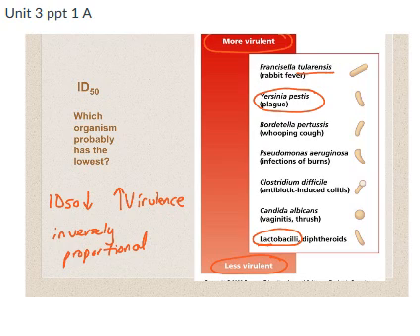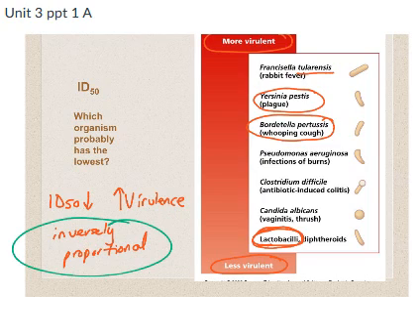When ID50 goes down, virulence goes up. A simple way to understand that is with lactobacilli: a whole lot would need to be ingested or go through a portal of entry for a person to become infected, as opposed to, say, Bordetella pertussis, which causes whooping cough, or Yersinia pestis, which is the plague. You need very little, a tiny amount, and you already have a high level of increased virulence. So please remember that ID50 and virulence are inversely proportional.